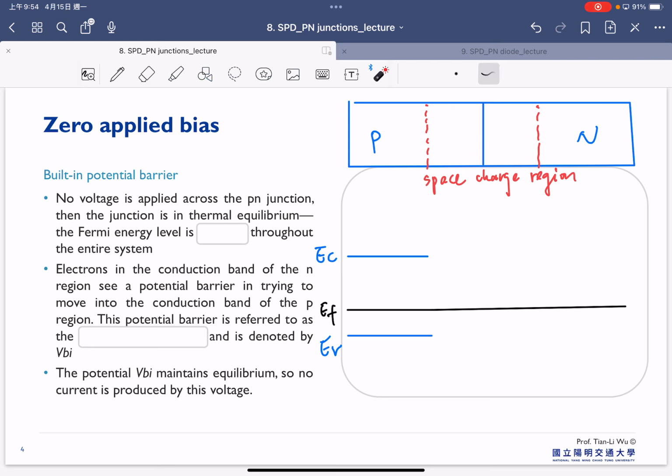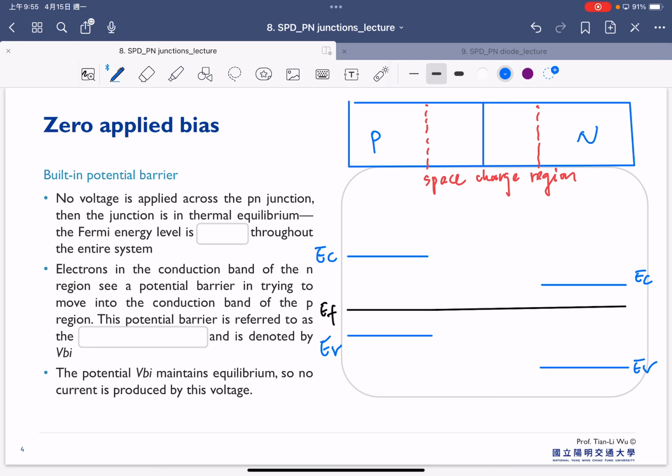Again, we just use our previous knowledge about the band diagram. So we can plot the band diagram in the P region, and at the same time, plot the band diagram in the N region. Because this is the N region, our Fermi energy will be close to our conduction band and far away from our valence band. So far it's still very straightforward, because we just use the knowledge we have already learned.